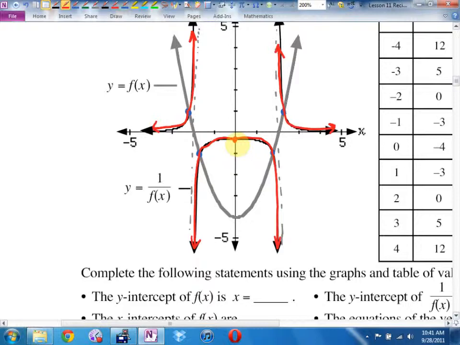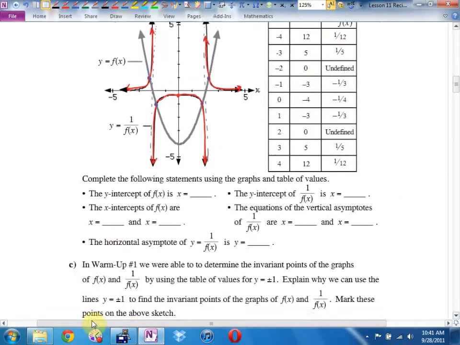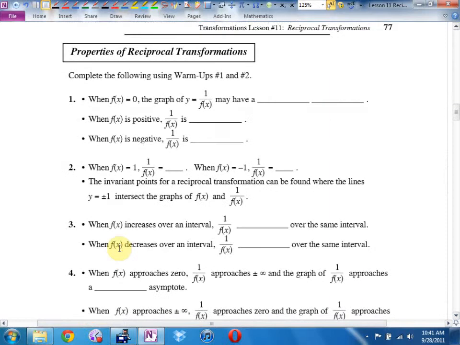Let's actually write some of this down. Turn the page. Properties of reciprocal transformations. And we're going to use the symbol f of x for the original graph and 1 over f of x for the reciprocal graph. If my original graph is 0 high, my reciprocal graph may have a blank blank. We said it's going to have a vertical asymptote. Now, I've used that word, but you might not have seen that word before.